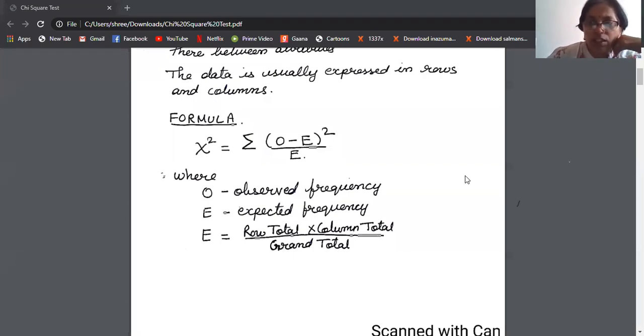Now I can explain best with the help of an example. Without that, it is not possible for us. So I'll just wait for 1 minute because people are still coming in. For those who have come in just now, this is the chi-square that we are doing, and this is the formula. Please note down the formula, and then we can start.